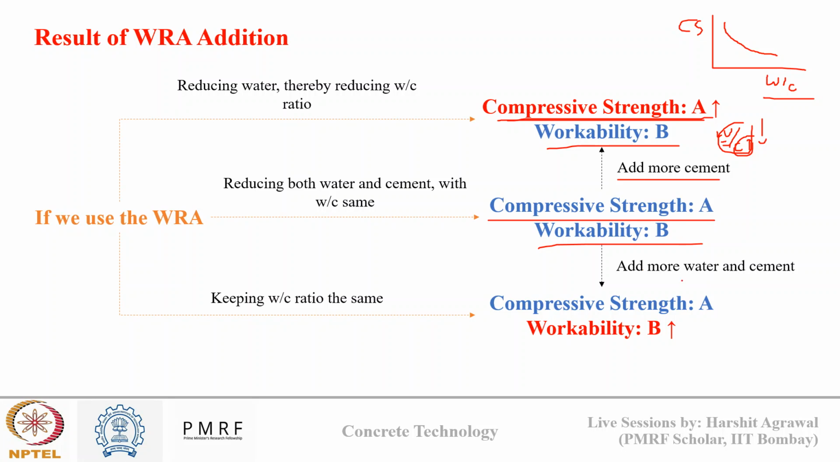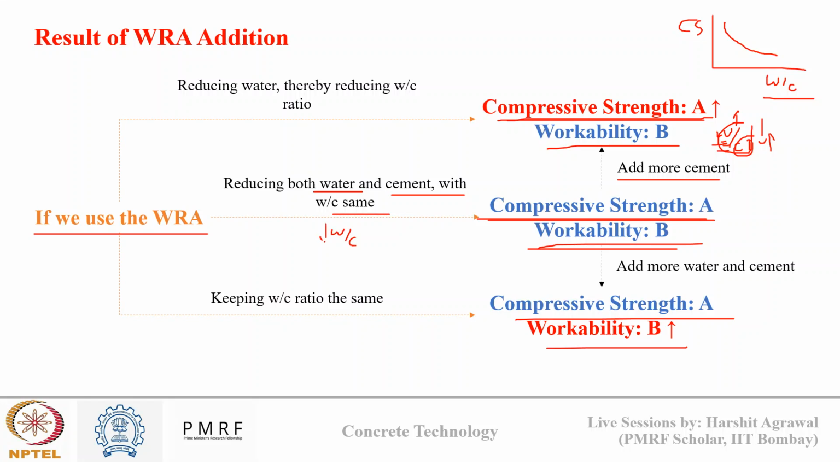And if I want to increase the workability, what will I do? I will increase the water and I will increase the cement both, so that my W by C ratio is the same. So strength will be the same, but since I have more water, my workability will be more. Now, if I use a water reducing admixture, what will happen? I can make a concrete of compressive strength A and workability B by reducing both water and cement and keeping the W by C ratio the same. So what will I do?